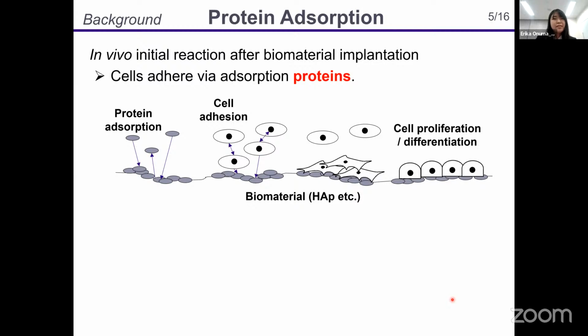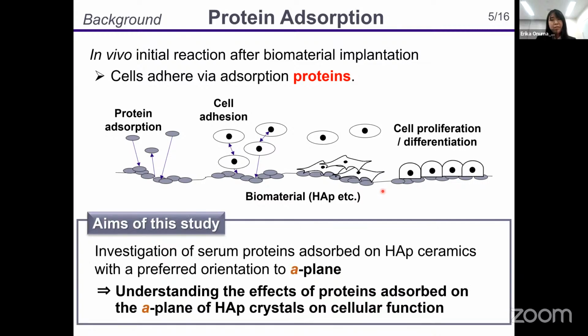In general, cell functions in vivo are affected by protein-related cell adhesion, proliferation, and differentiation. So we focus on the works of proteins to elucidate why an A plane of HAP crystal promotes bone differentiation. In this study, we investigate proteins absorbed on HAP ceramics with a preferred orientation to A plane and evaluated the effect of absorbed protein on cell functions.